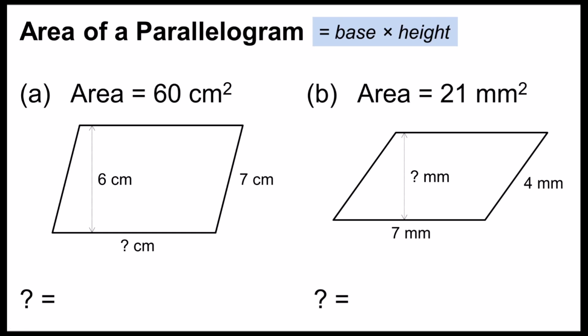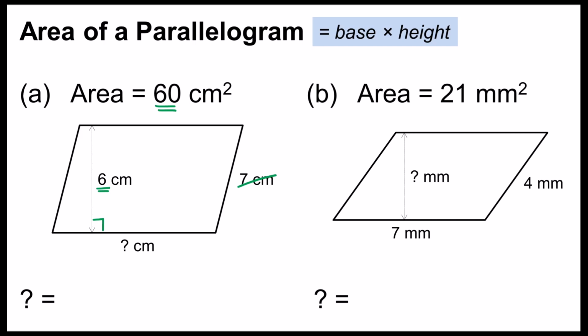In my first question, I can immediately cross off the 7 because it's on a slant or a diagonal, so I'm not going to need it in my calculation. Next, I can see that the area of the parallelogram is 60 centimeters squared and it has a height of 6 centimeters. I know that I need to use this 6 in my calculation because it's at a right angle or perpendicular to the base, which is the length that I'm trying to work out.